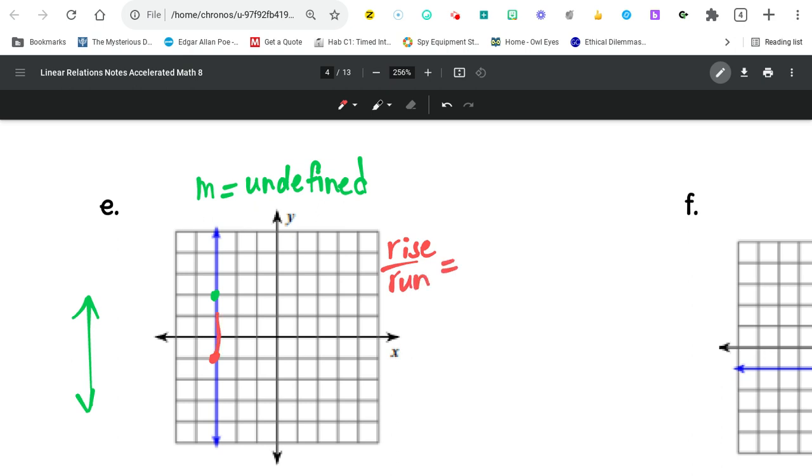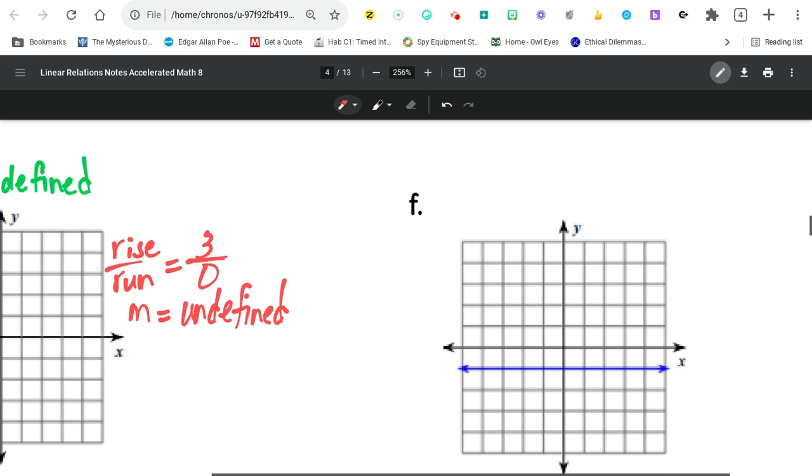This has a rise of 1, 2, 3. But it doesn't run left. It doesn't run left and it doesn't run right. So it doesn't have a run. So when you divide by 0, you get a slope that is undefined because the line doesn't run left. The line doesn't run right. So you don't have a run at all. Your run is 0. So when you try to divide a number by 0, you get something that is undefined. It doesn't exist. Okay?